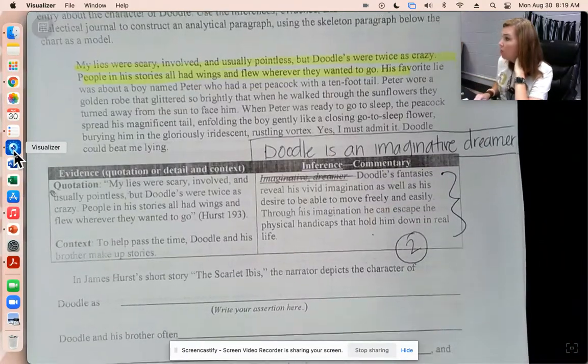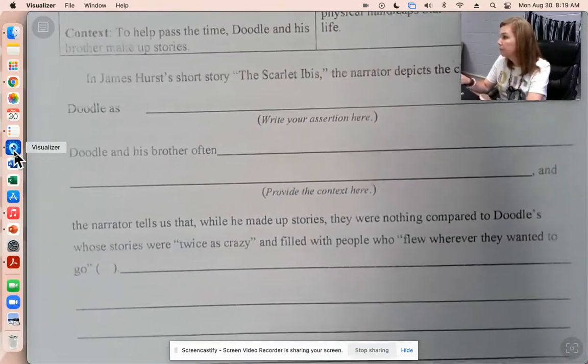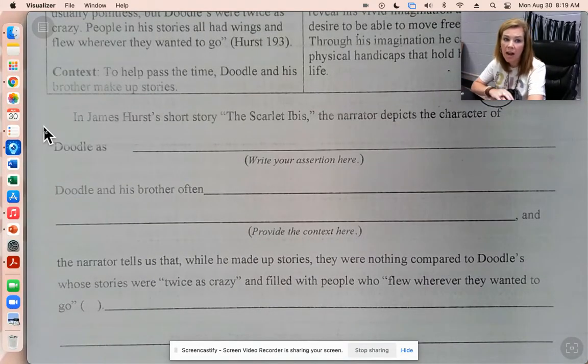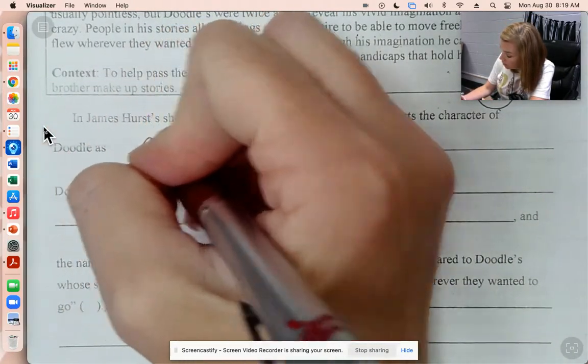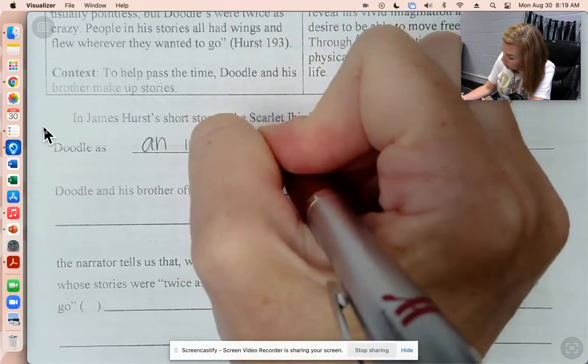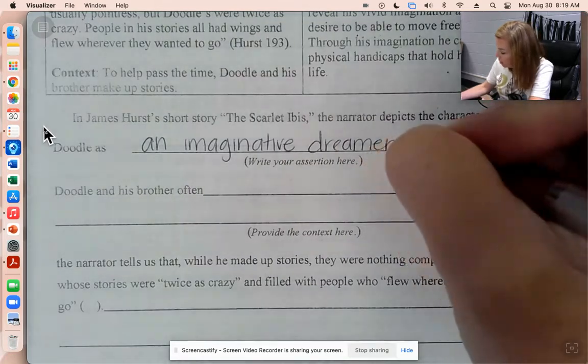All right, so go down here, and we're going to start filling in the blank. Let me get this a little closer for you. In James Hurst's short story, The Scarlet Ibis, the narrator depicts the character of Doodle as, what is Doodle? What did they tell me Doodle was? An imaginative dreamer. So I'm going to write that down. And I'm going to put a period.